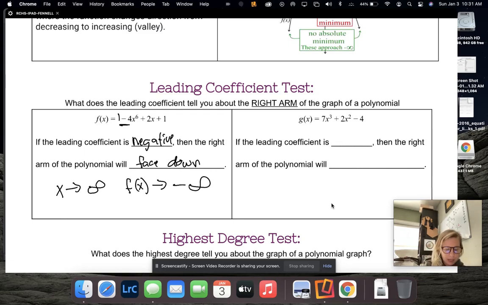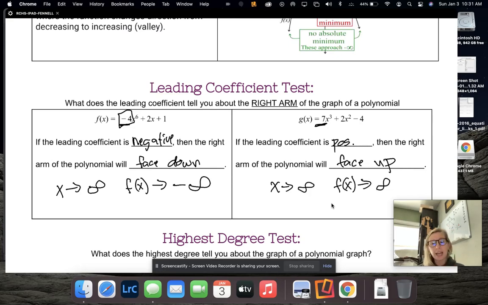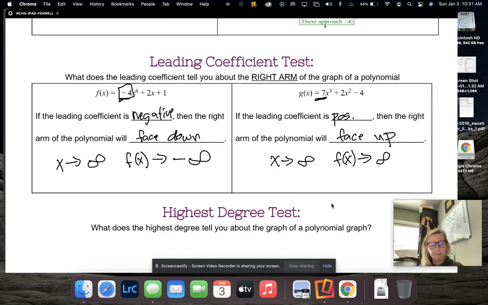All I need to know is this, and I already have a general idea of what the shape of this thing will look like. And then if the leading coefficient is positive, as it is here, then the right arm of the polynomial will face up. In other words, as x goes to positive infinity, f of x or y is going to positive infinity as well. So that's what the leading coefficient is going to tell us. It's all about what that right arm is doing. And it's the right arm only because in odd degrees, we have arms facing opposite directions.